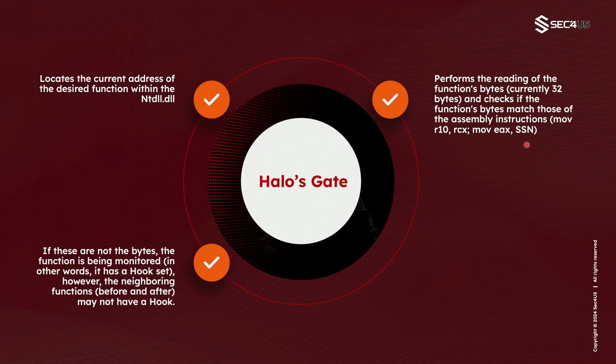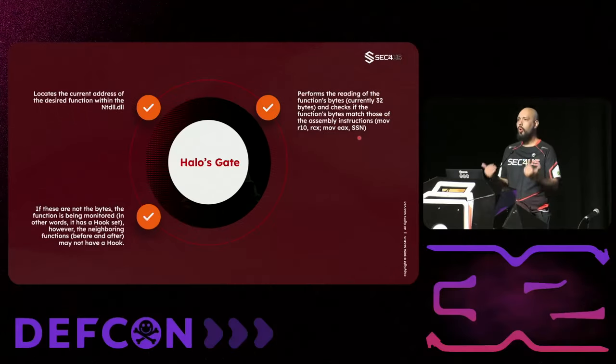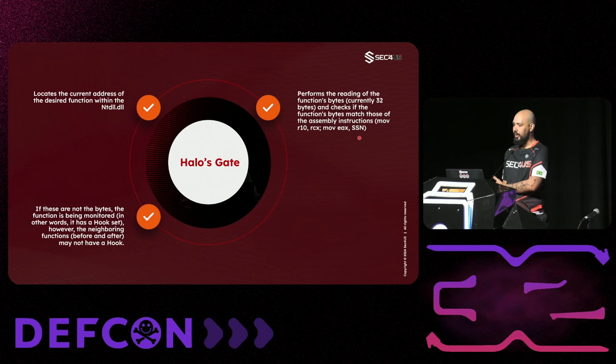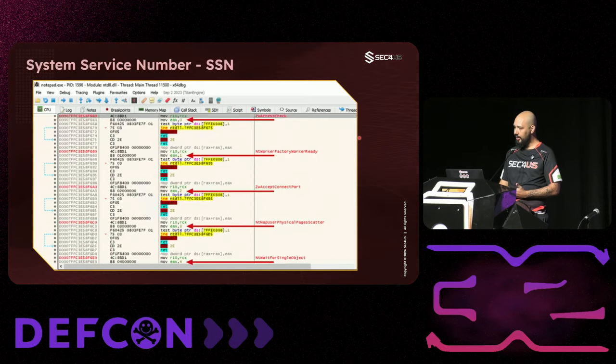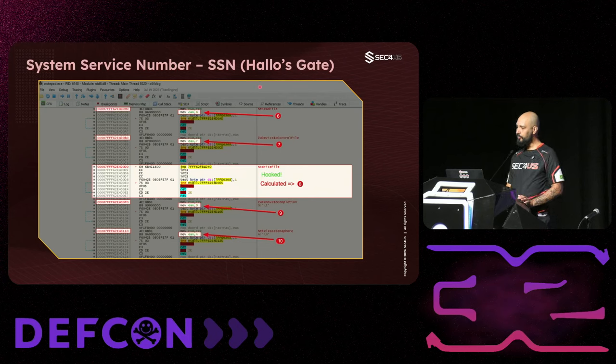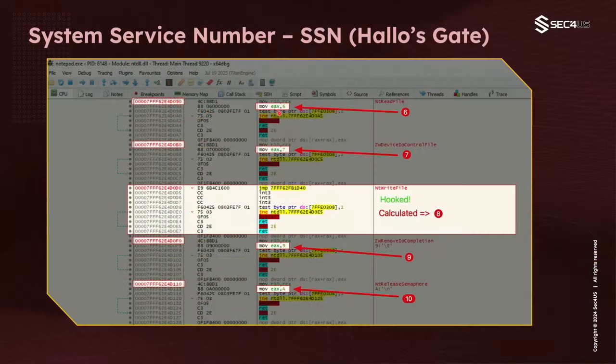So how can I get the system service number? If the function is hooked, the real code does not exist there anymore. How can I see this? Let's see another screen here. We can see that the functions are linear. So we can see here, for example, system service number 6, system service number 7. This function is hooked. So in general, I have no idea what the system service ID of this function is.